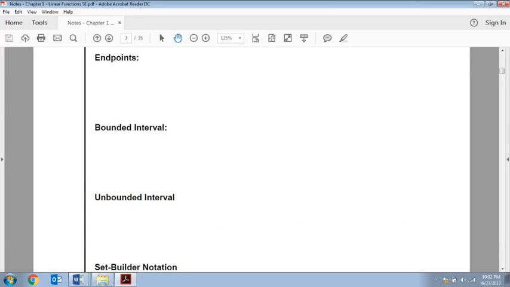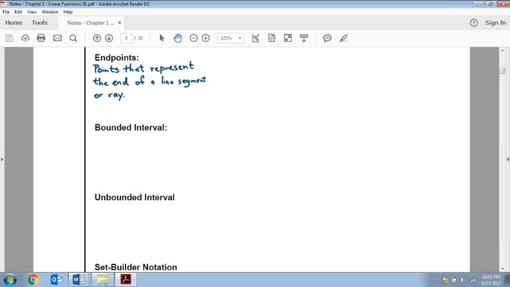Endpoints. Now this should be a review from geometry for you. Endpoints are points that represent the end of a line segment or ray.